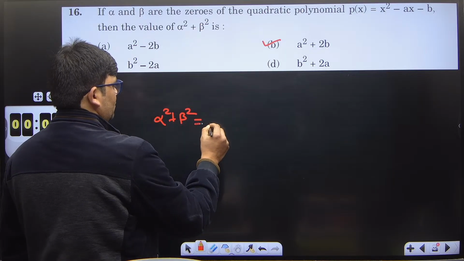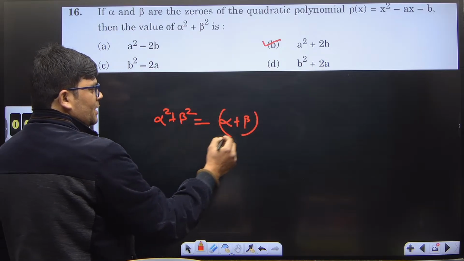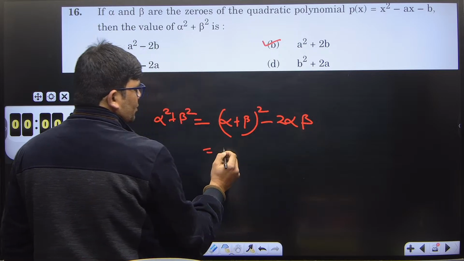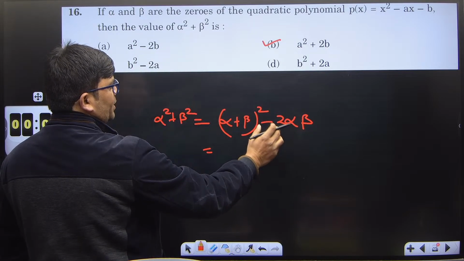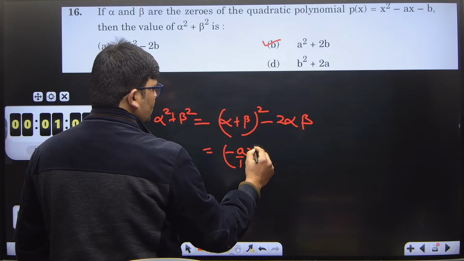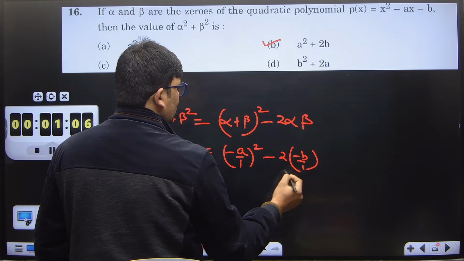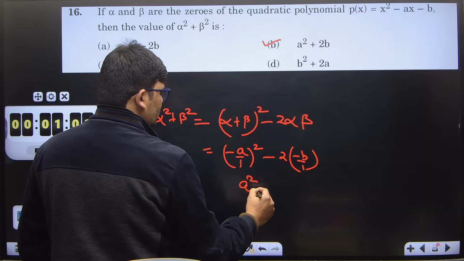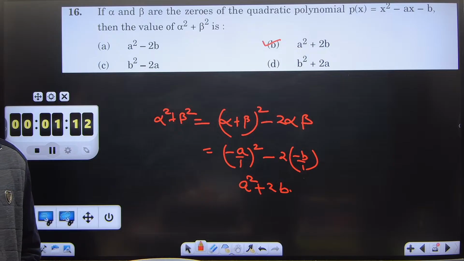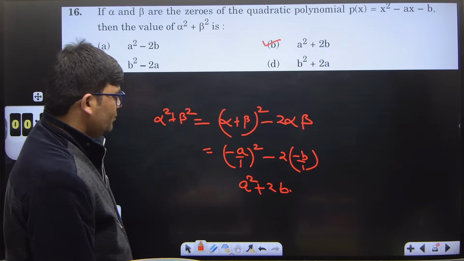So Anjana, look at this. Alpha square plus beta square. We have got an identity: alpha plus beta whole square minus 2 alpha beta. So alpha plus beta is going to be minus a upon 1 whole square, minus 2 alpha beta, which is minus b upon 1. So this is going to be a square plus 2b. Understood? Yes, sir.